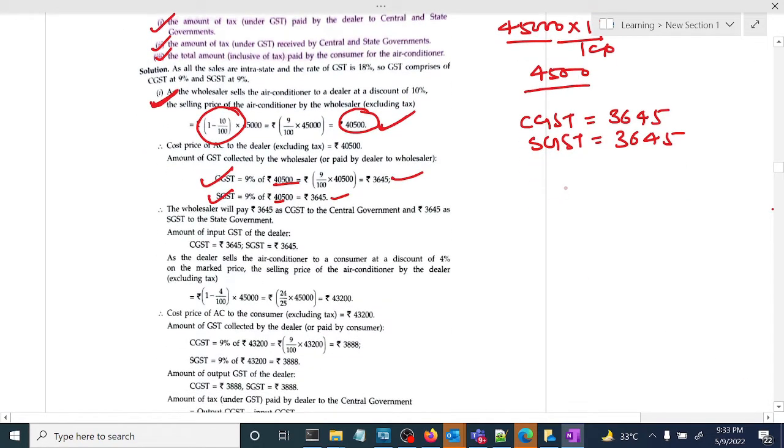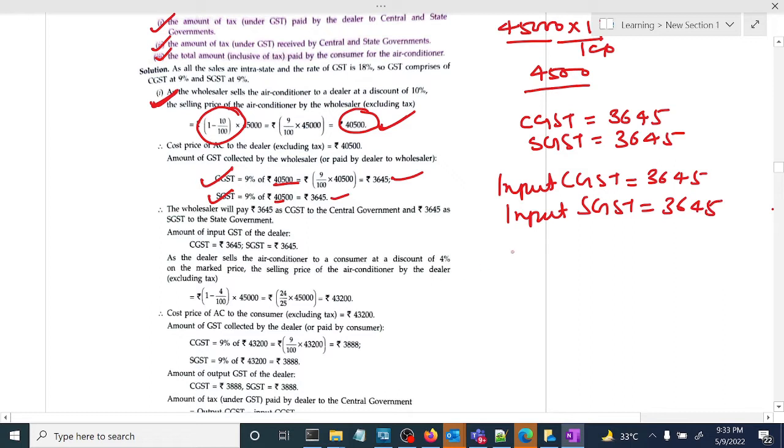He's selling this to the customer, right? So actually this is the input GST for the dealer. Input CGST for the dealer is 3645, right? Input SGST for the dealer is 3645. Now the dealer is selling this to the customer at a discount of 4%, right? So if you see here, the dealer is selling this.